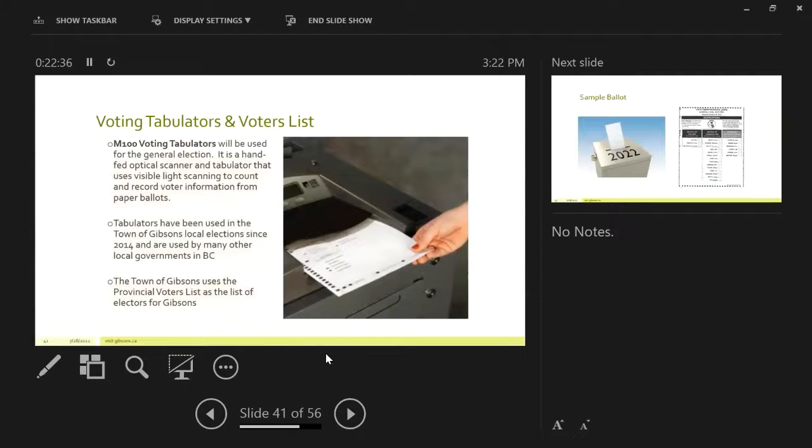So we will be using the voting tabulators, M100. It's a hand-fed optical scanner and tabulator that uses visible light scanning to count and record voter information from paper ballots. Tabulators have been used in the town of Gibsons local elections since 2014 and are used by many other local governments in BC. And again, we use the provincial voters list.